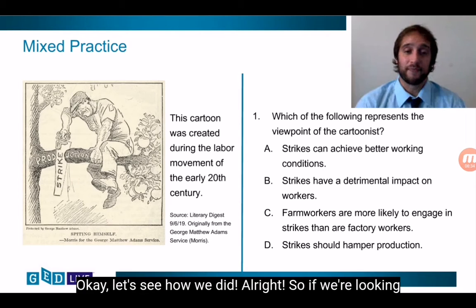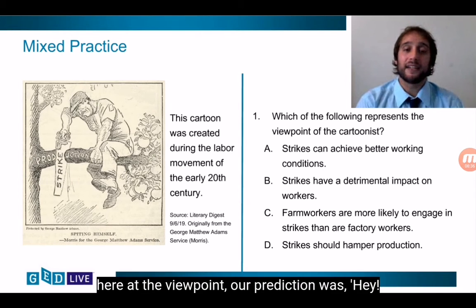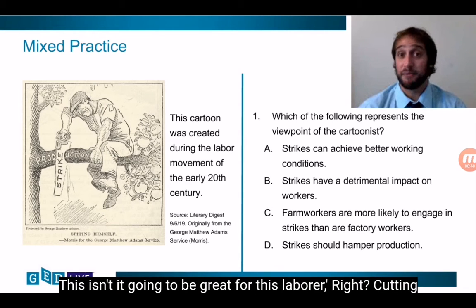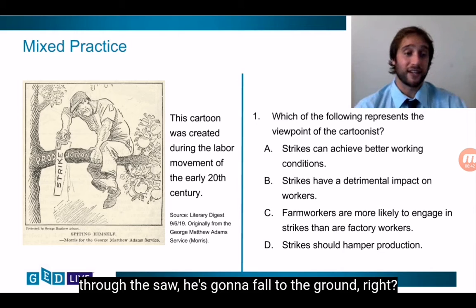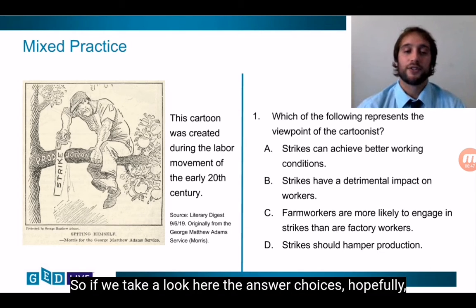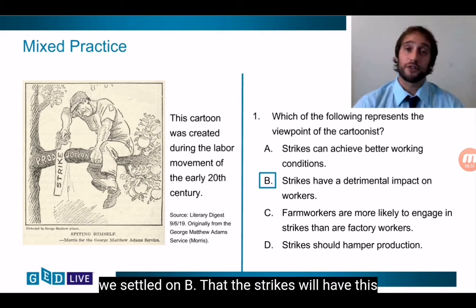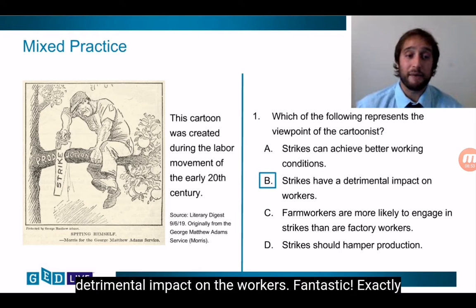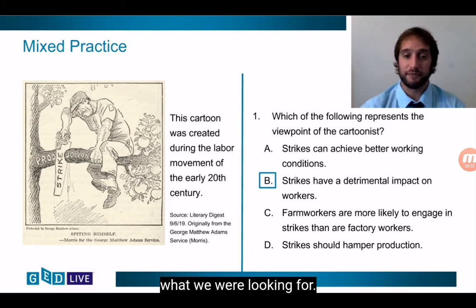Okay, let's see how we did. All right, so if we're looking here at the viewpoint, our prediction was, hey, this isn't going to be great for this laborer. Cutting through this saw, he's going to fall to the ground. So we're looking for something like that. So if we take a look here at the answer choices, hopefully we settled on B, that the strikes will have this detrimental impact on the workers. Fantastic, exactly what we were looking for.